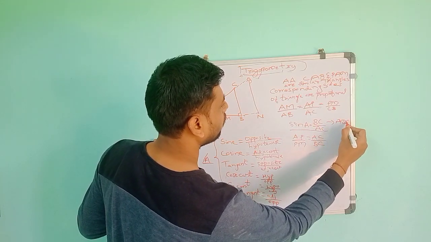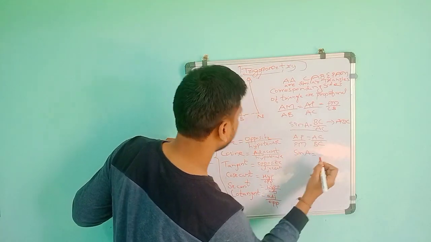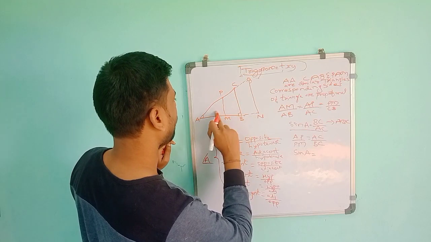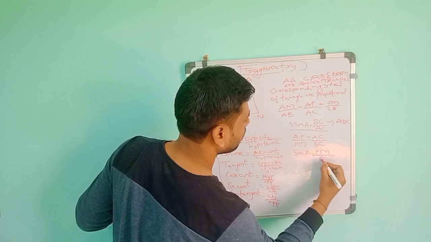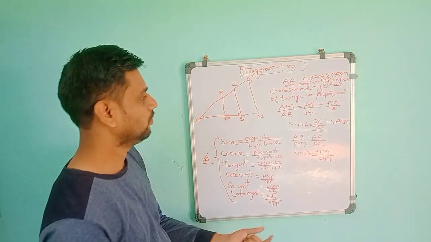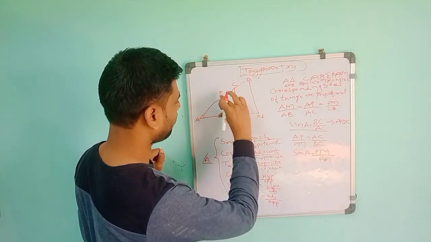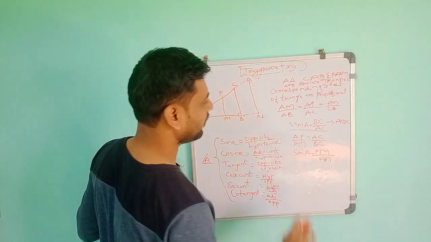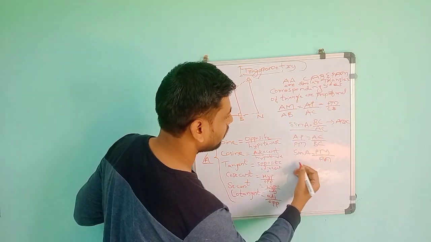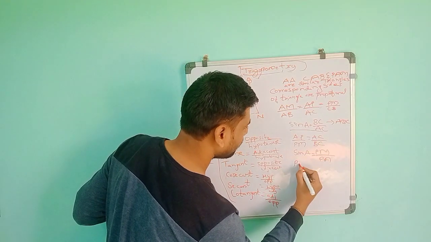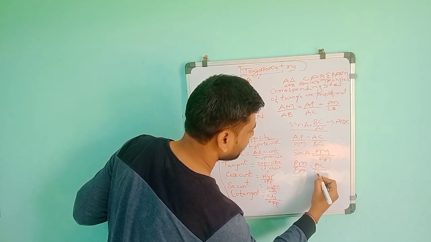So sin A is BC by AC for the triangle ABC. For triangle PAM, sin A is equal to opposite PM divided by PA. So sin A is BC by AC for triangle ABC, and for triangle PAM it is PM by PA. Because these two are similar triangles, PM by PA is equal to BC by AC.